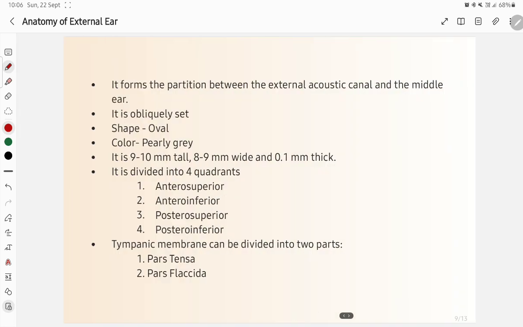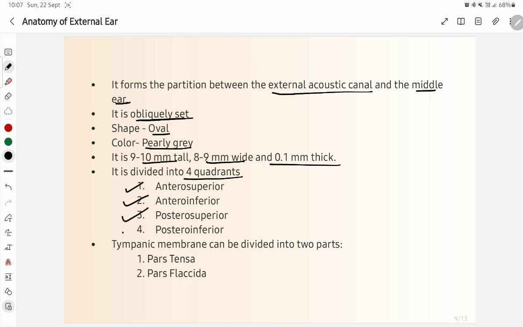Now let's do a quick revision. Tympanic membrane forms the partition between the EAC and the middle ear. It is obliquely set. Its shape is oval. Its normal color is pearly gray. It is 10 mm tall, 9 mm wide and 0.1 mm thick. It is divided into 4 quadrants: antero-superior, antero-inferior, posterior-superior, posterior-inferior. It is divided into 2 parts, pars tensa and pars flaccida.